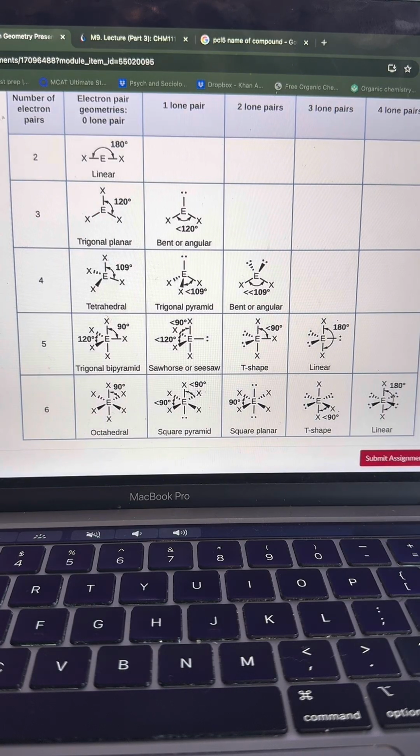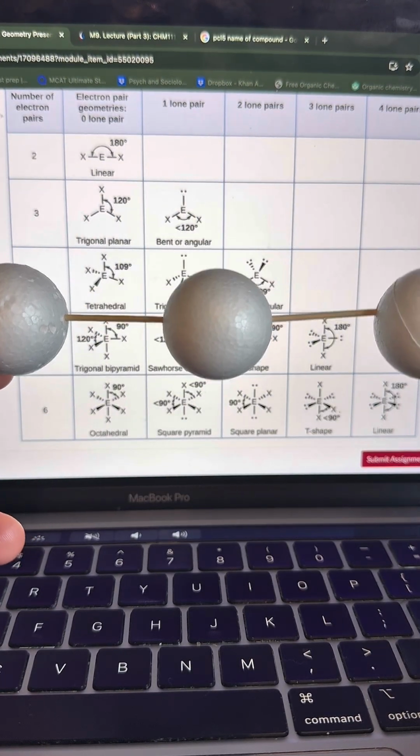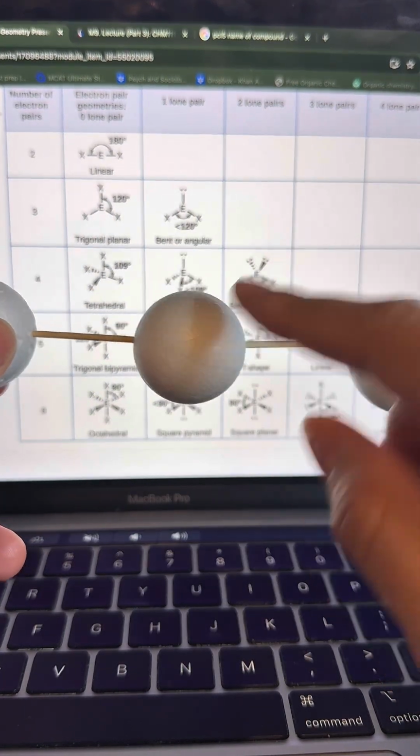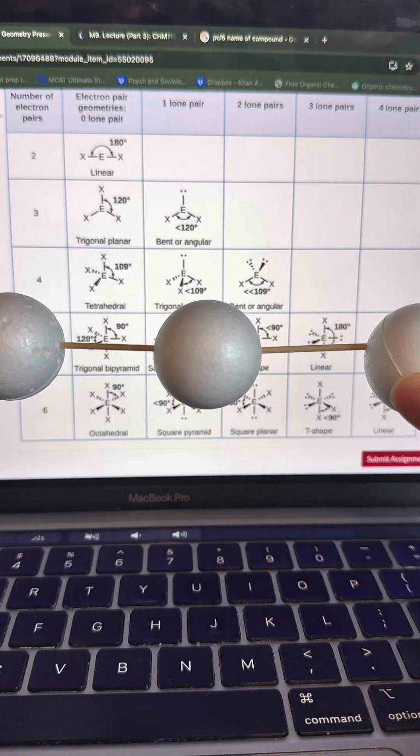My example is going to be beryllium dichloride. The bond angle is going to be 180 degrees, and there are going to be two bonding areas, but no lone pairs or non-bonding areas. So here is my molecule, beryllium dichloride. Beryllium is our central atom, and then we have two chlorides on the end, and the bonding angle is going to be 180.